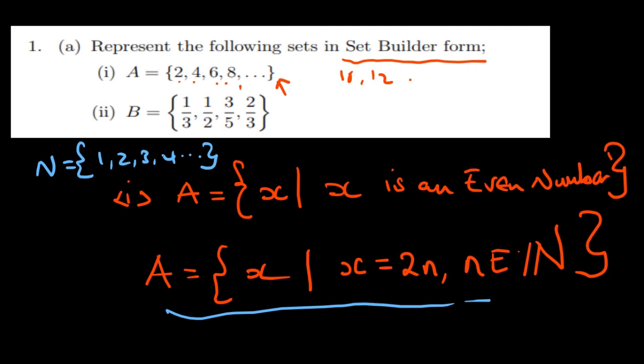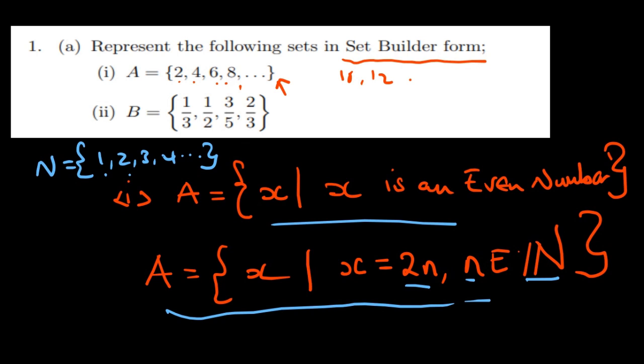If we describe it as this, it will also be correct. Okay, so on the second part here, we are saying set A is a set of all x's such that x is equal to 2n, where this n is a member of natural numbers. So this n here can take the value of 1, 2, just like that.